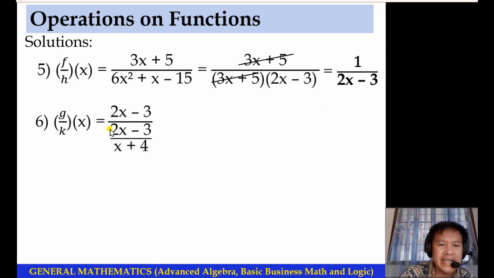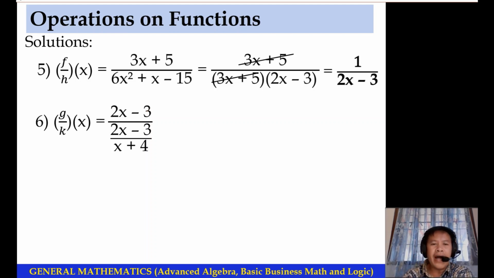Okay, we will proceed with number 6. This is g divided by k of x is equal to, what is our g of x? g of x is 2x minus 3. Take note, you are going to write the bar line correctly because I will not accept your answer if the bar line and the negative signs are not properly written. Did you understand, students? Because mathematics is not only a science, but it is also an art of numbers or polynomials or expressions. If you write expressions in a wrong way, that might give a different answer from the exact answer that we have, because only mathematics is an exact science.